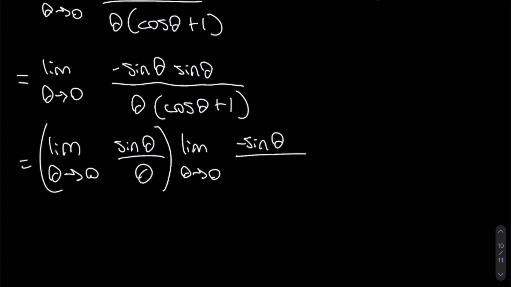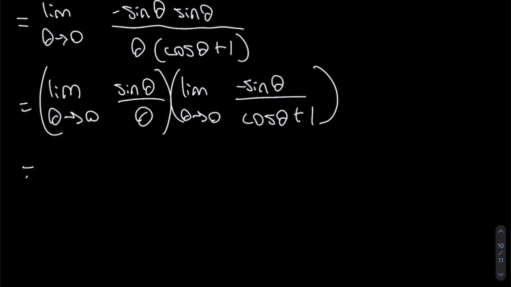Actually, I don't know why I said I was going to bring the negative in. That won't really do anything. So I'm just going to keep the negative there. So this limit becomes 1. This, if I plug in theta equals 0, sine of 0 is 0, so the top is 0. The bottom, cos of 0 is 1, so 1 plus 1 is 2. So this is 0 over 2, which is just 0. So that becomes 0.